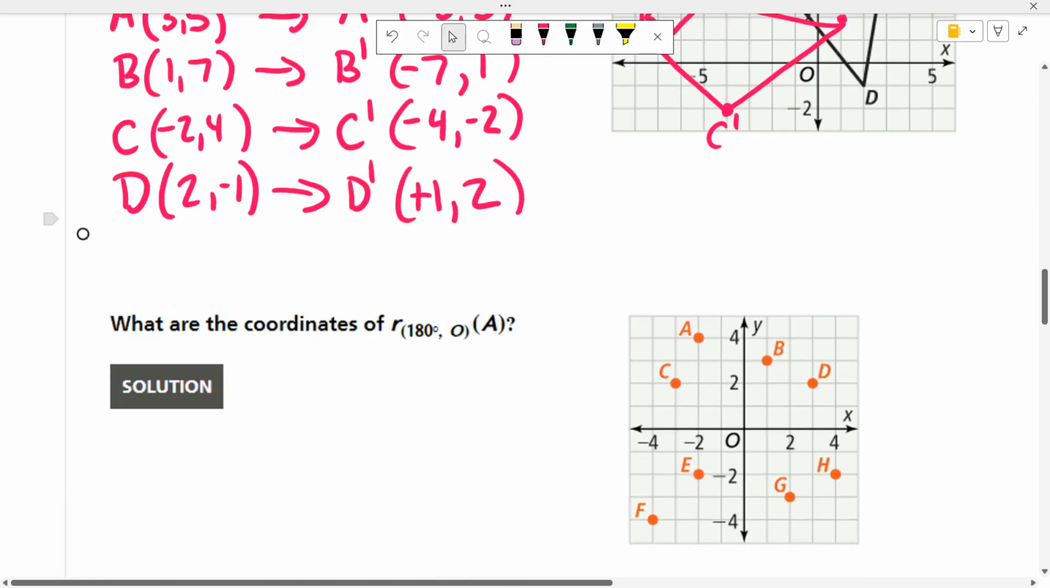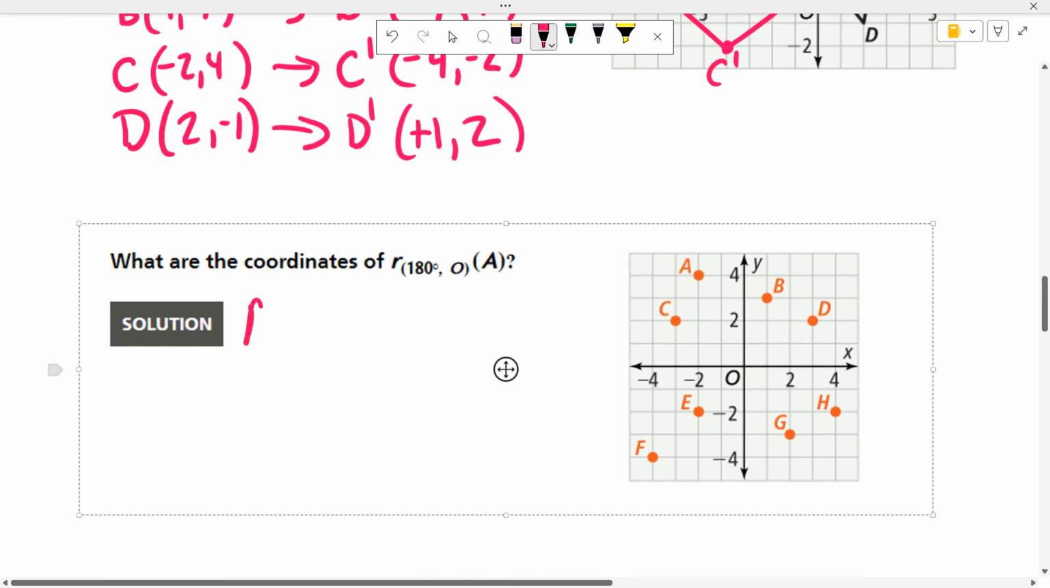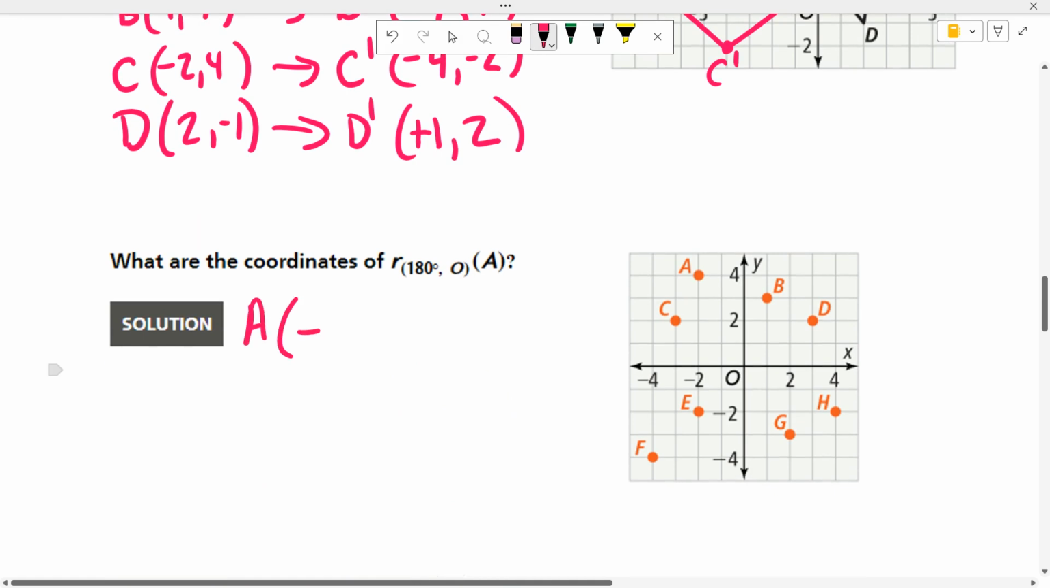So it'll be important to understand the ordered pairs. A right now is at -2, 4. Where will A prime be? 2, -4. You just use the opposite signs of each.